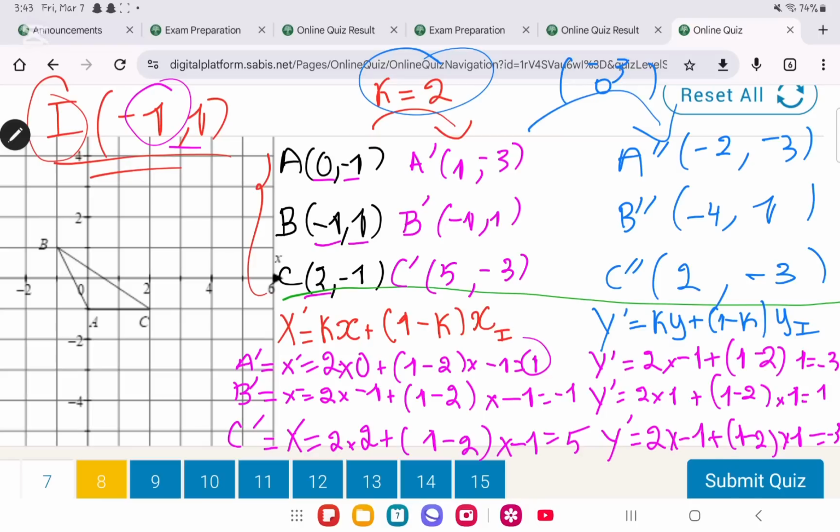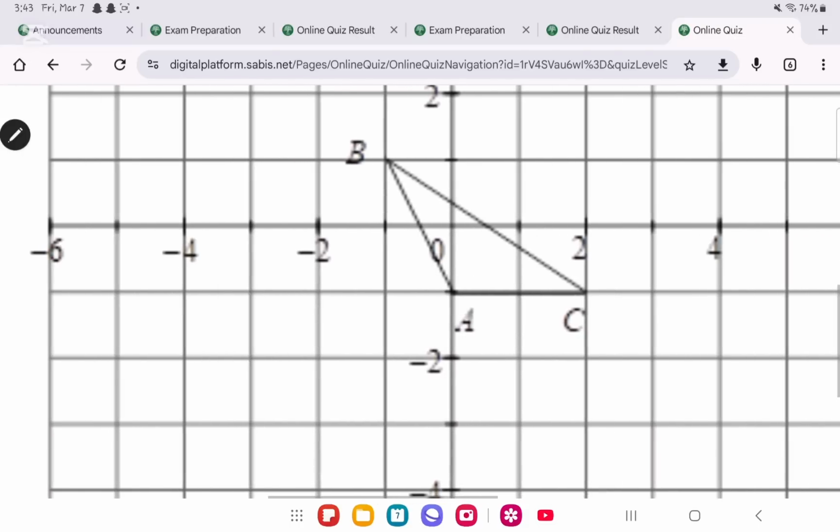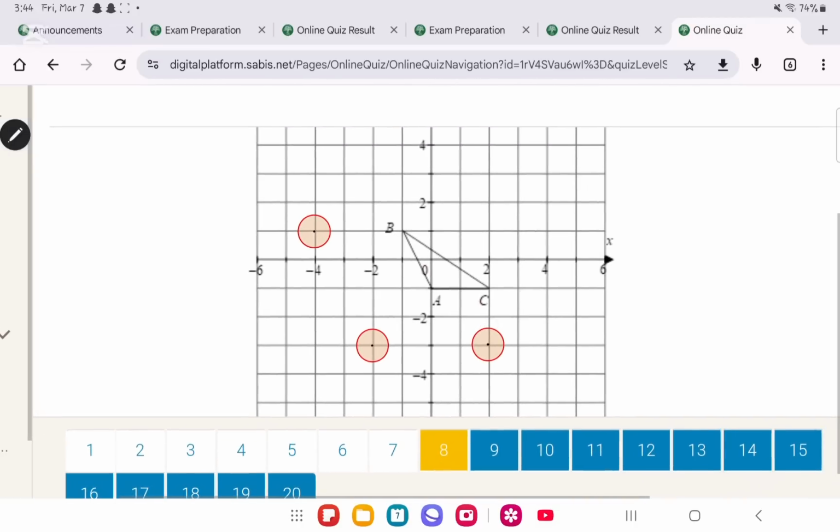So now we found the points that we need to use, which are A double prime, B double prime, and C double prime, okay? And their points are (-2, -3), (-4, 1), and (2, -3), respectively. So let us plot the points. It is (-2, -3), then (-4, 1), and then (2, -3). So it will look like this, something over here.